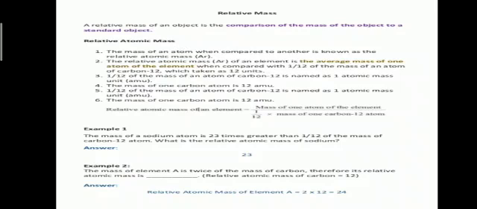For example, the mass of a sodium atom is 23. We are taking the mass of one atom of an element, which is sodium, and the mass of sodium is 23, which is greater than 1 by 12 of the mass of a carbon 12 atom. What is the relative atomic mass of sodium? Then the answer is 23.